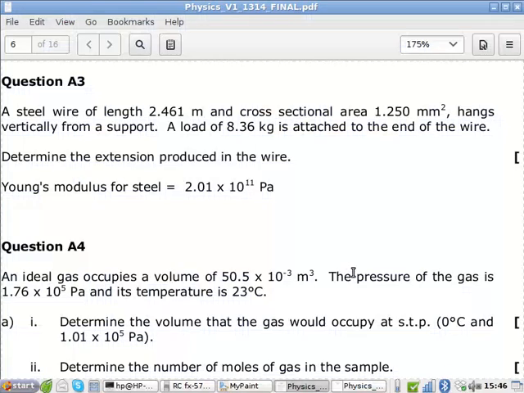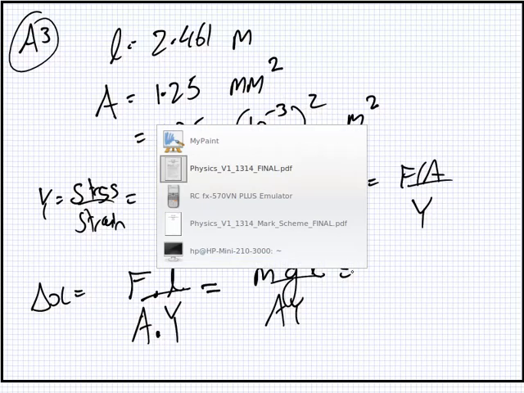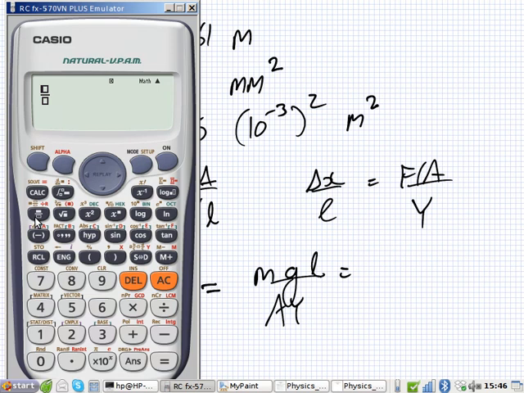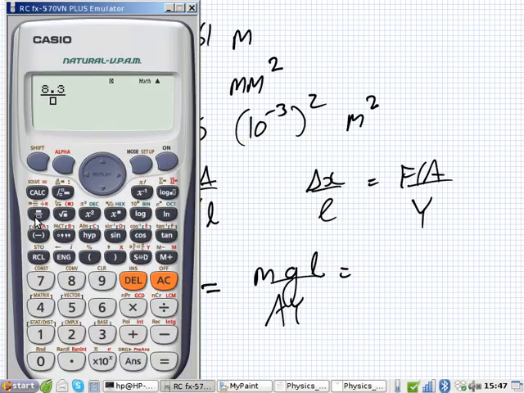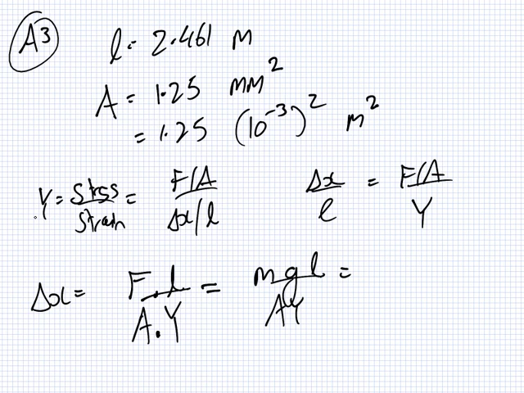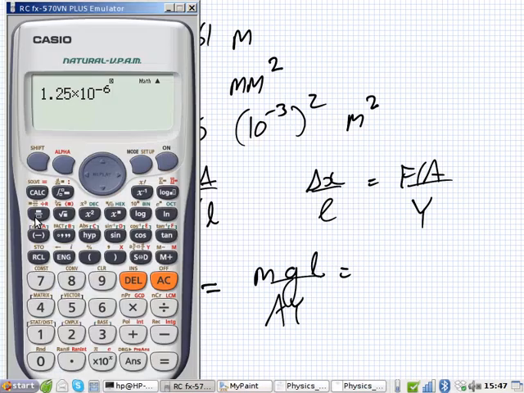And we know it. Okay, so what is the m here? 8. Okay. And the L was 2.461. And the area was 1.25 times 10 to the power of minus 6. And what's Young's modulus? No, it's gone. I have to start over. It disappeared. Sorry, what's the mass?